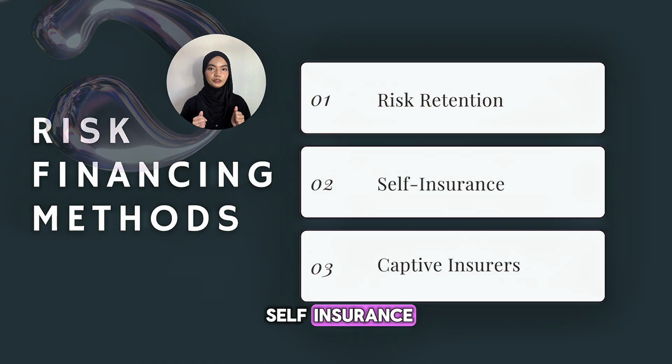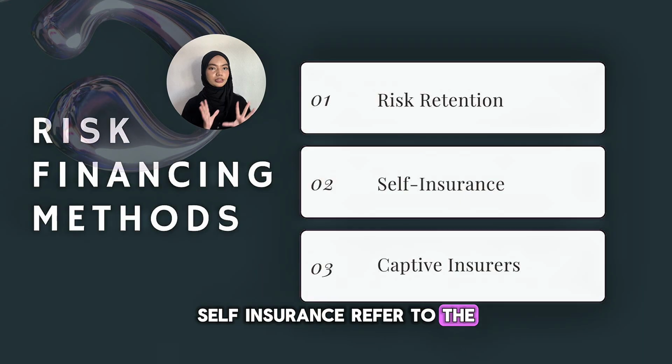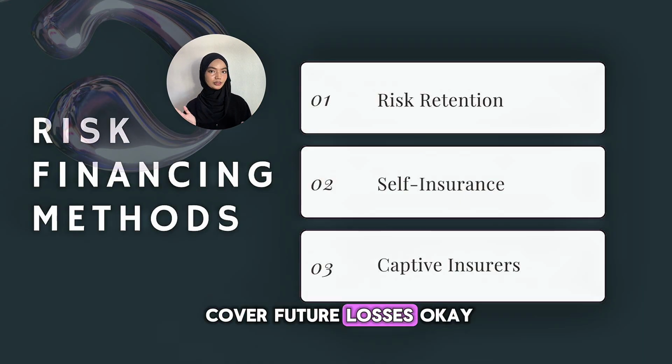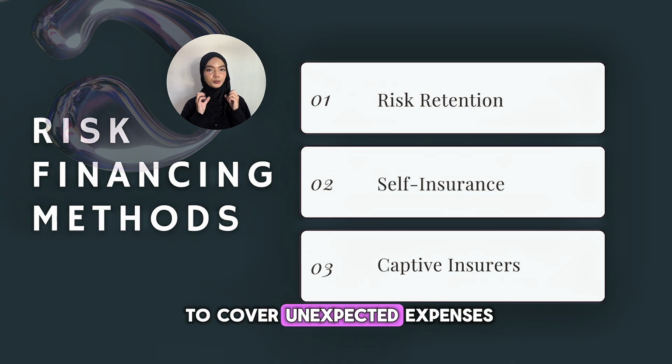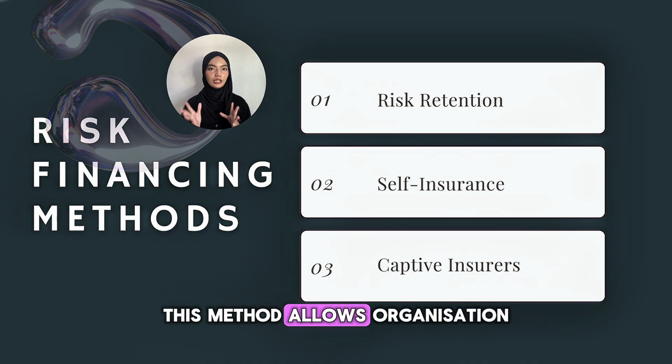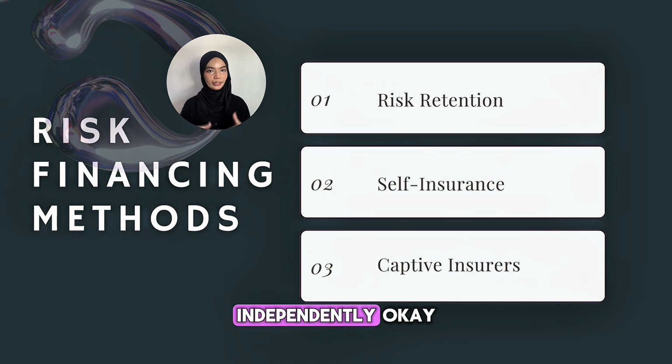Next one is self-insurance. Self-insurance refers to setting aside money to cover future losses. For example, a business creates an emergency fund to cover unexpected expenses. This method allows organizations to manage risk independently.